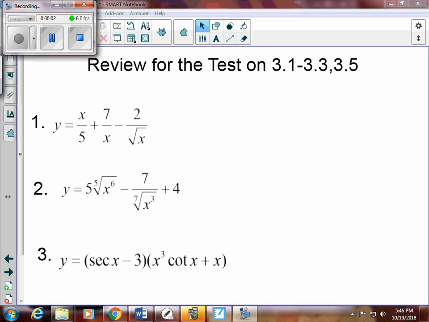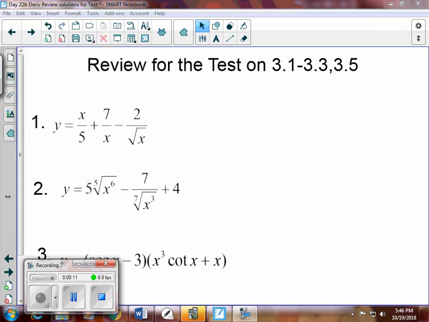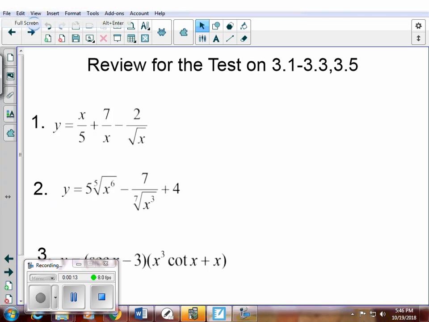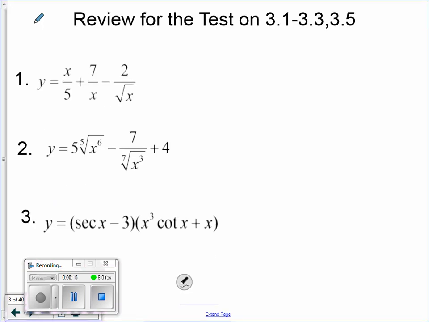Hi, we're going to review for tomorrow's test on derivatives. Let me just make this a little larger. Okay, here we go. So for the first one, before you take the derivative, unless you want to use 3 quotient rules, you should just rewrite it.